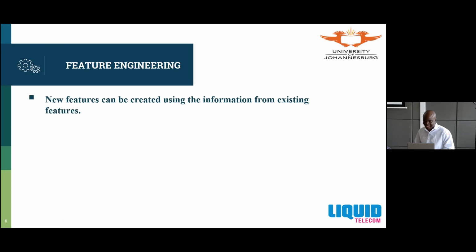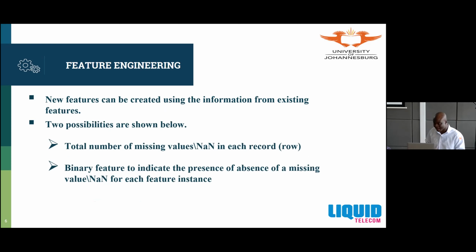Now, what is feature engineering? With feature engineering, we want to be able to create new features from existing features. We use information from the features that we have to generate new features. For this specific data set I'm looking at, there are 2 possibilities. For example, I can compute the total number of missing values, that is, not a number, in each record, and use that as a new feature of its own. I can also have a binary feature that indicates the presence or absence of a missing value for each feature instance. So these are two possibilities. Again, it doesn't guarantee that this is going to improve your accuracy at the end. And the cool thing about pre-processing is that down the line, if these two extra features don't contribute anyway, they get removed during the phase of feature selection.